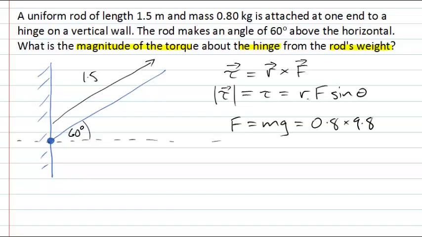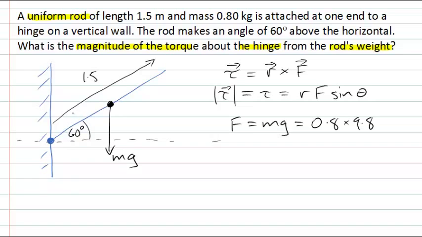Now, r here is the radius vector that takes us from the axis of rotation out to where the force is being applied. Now, this rod is an extended object. So where does the weight act? Well, we know that the weight will act through the center of mass of the object. And so now we need to use some information that we haven't considered so far, and that is that we're told the rod is a uniform rod. And that means that we know immediately the center of mass will be exactly halfway along that rod, that the weight of the rod will act as if all the mass was concentrated at that center of mass location there.